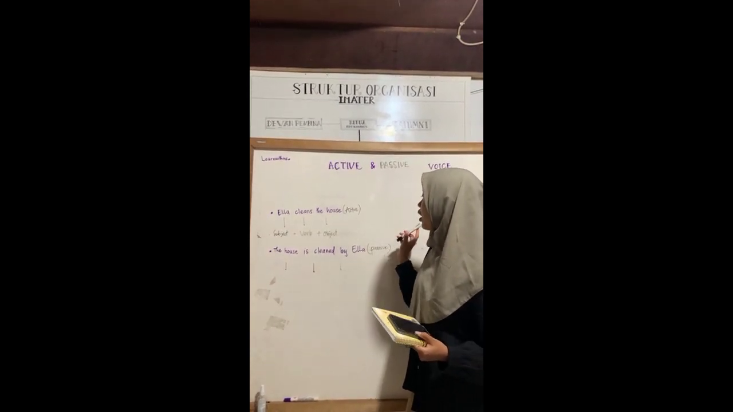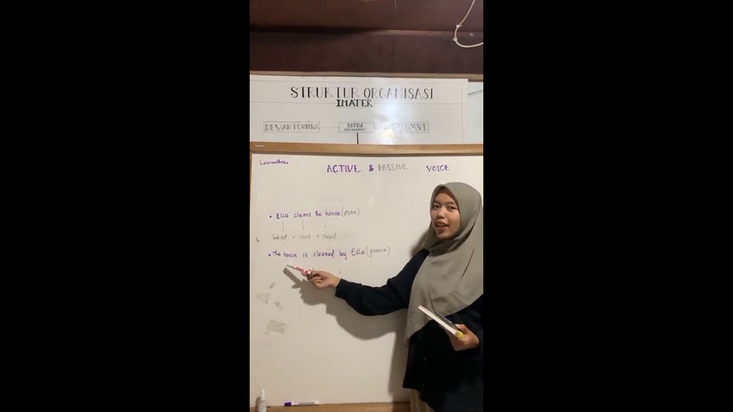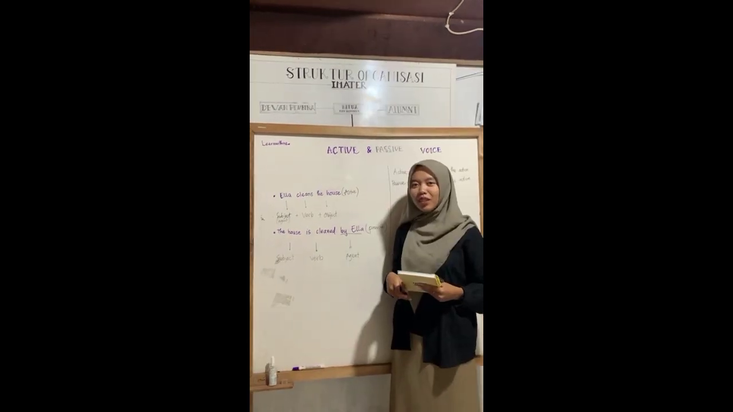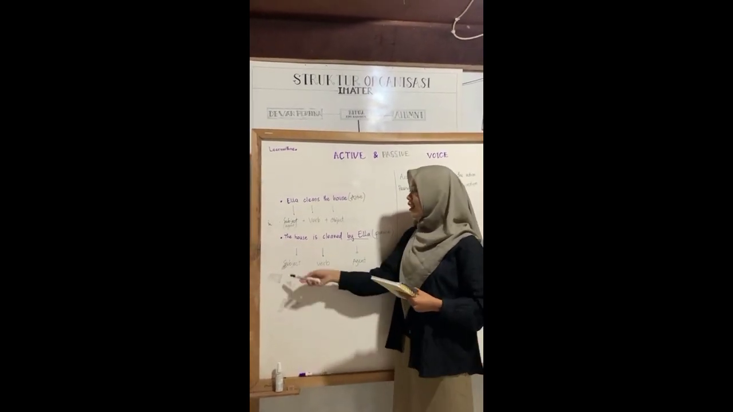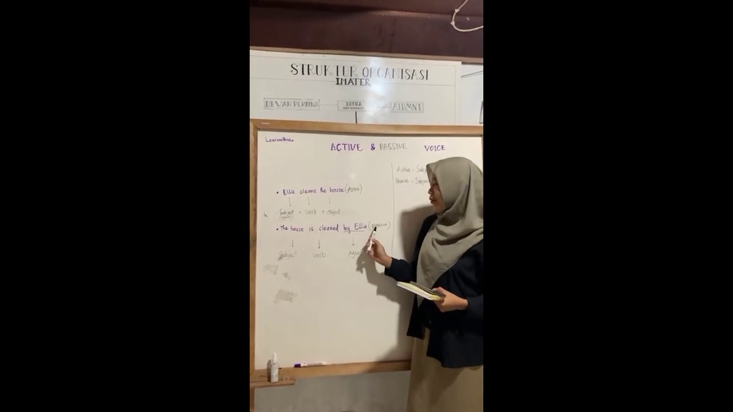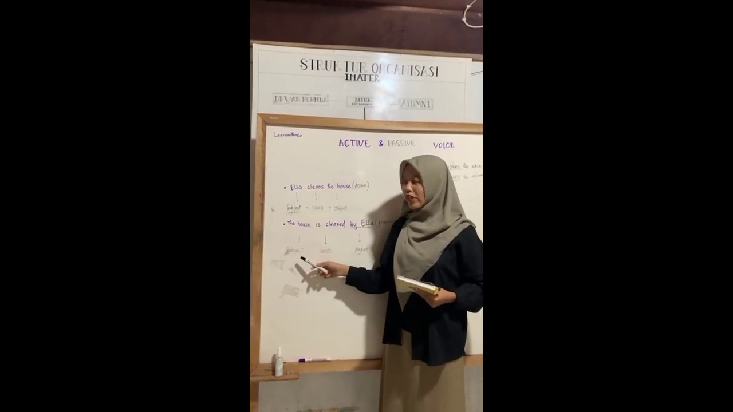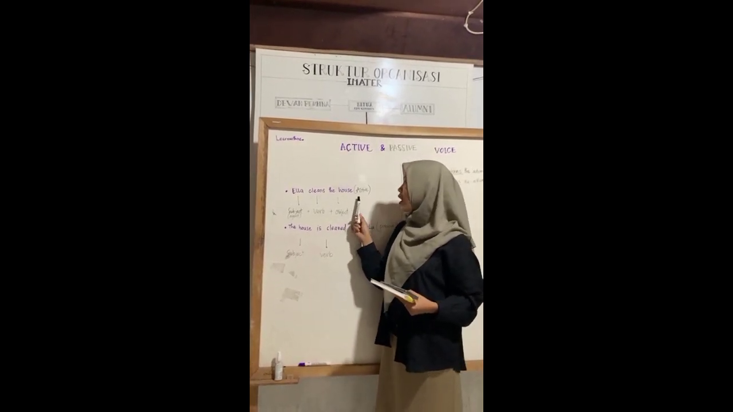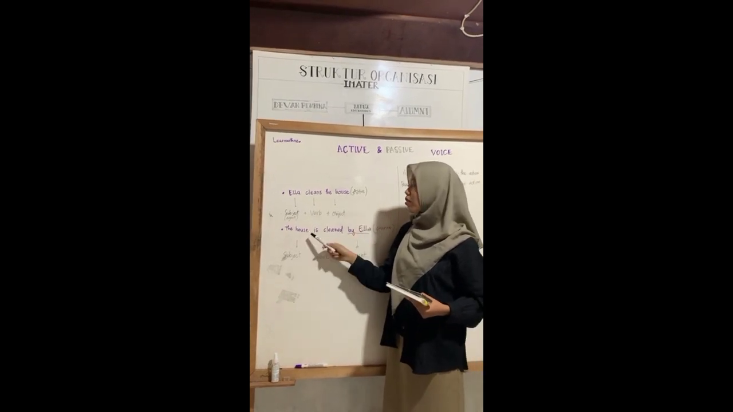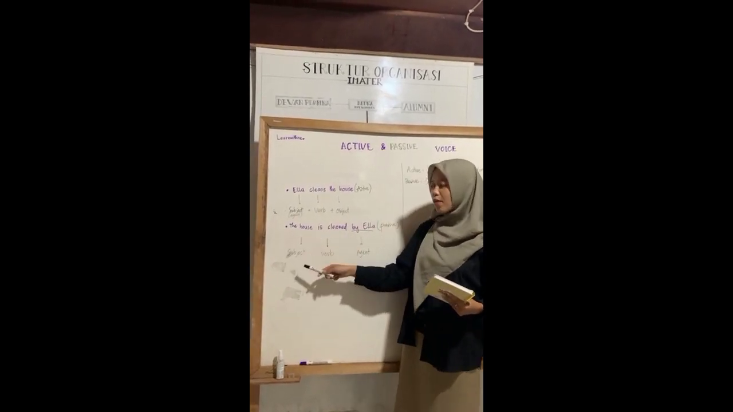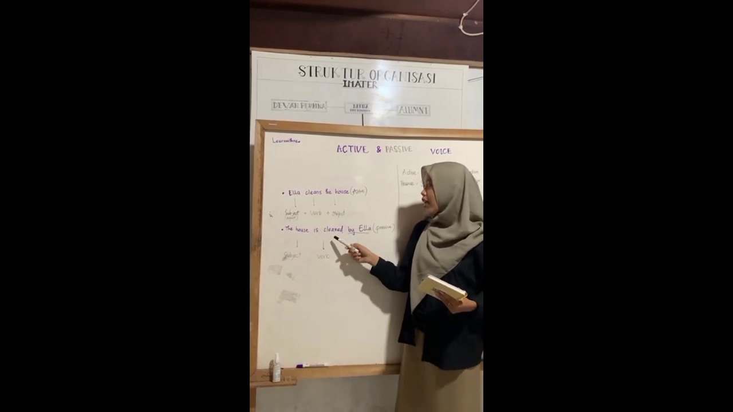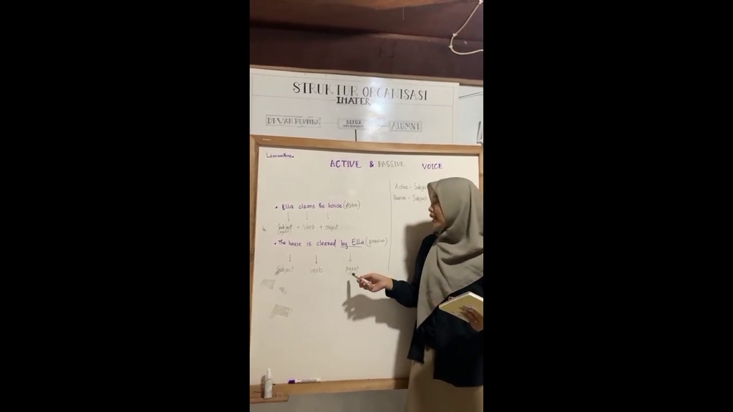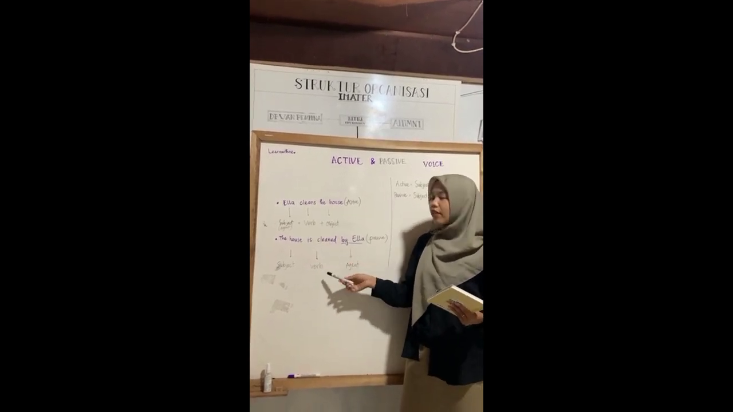And after that, we have the second example. The house is cleaned by Ella. The subject is always before the verb. The house is being the subject. This is the opposite of the active voice. In the active voice the house is the object, but when it comes to the passive voice, the house is the subject. And cleaned is the verb, of course. And Ella is the agent.